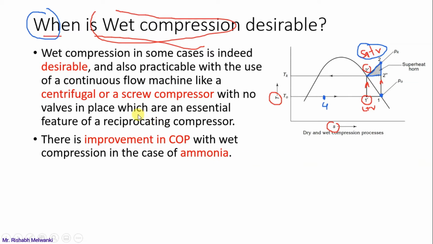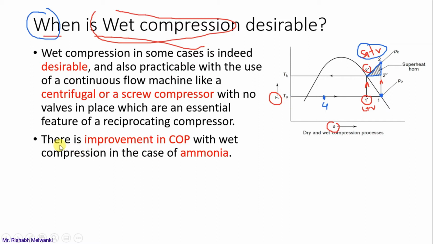Now we will see that this analysis is very important. It could happen that in wet compression in some cases COP increases. In case of dry compression sometimes the COP depends. In some cases with superheating also COP decreases. So it depends on the type of refrigerant. How, we will see shortly.